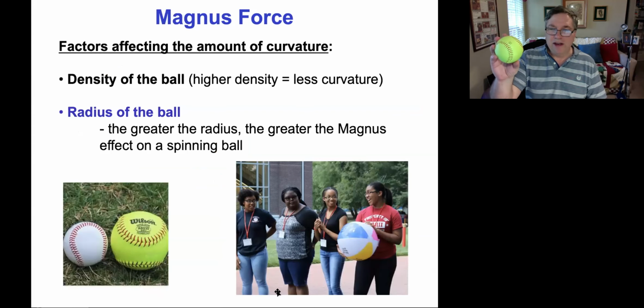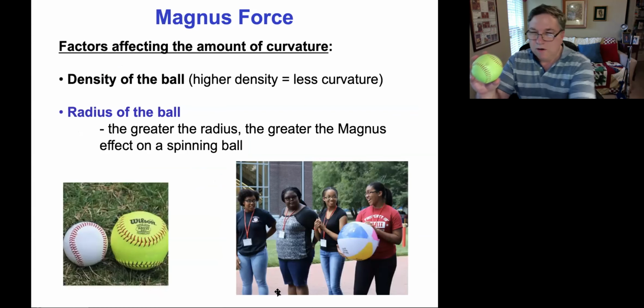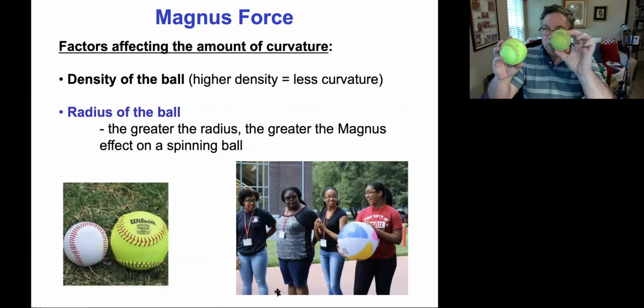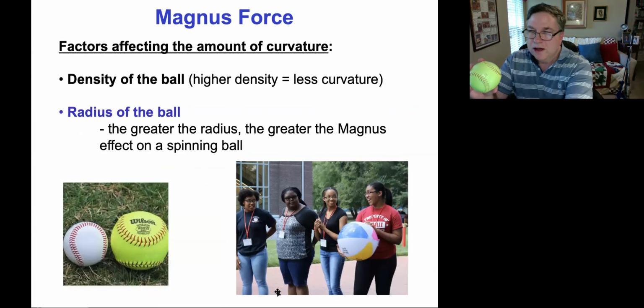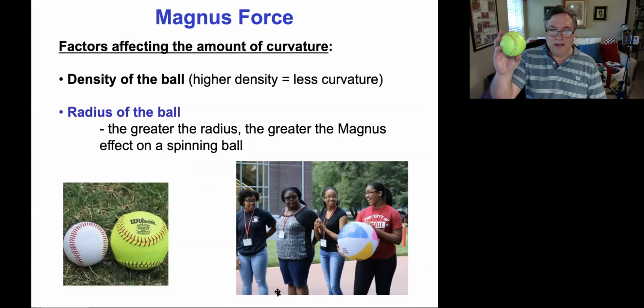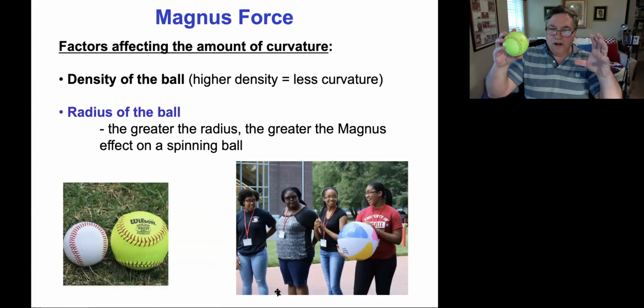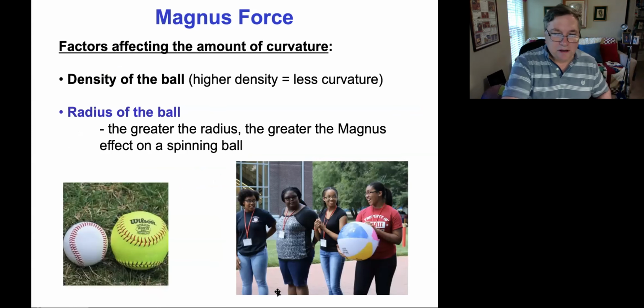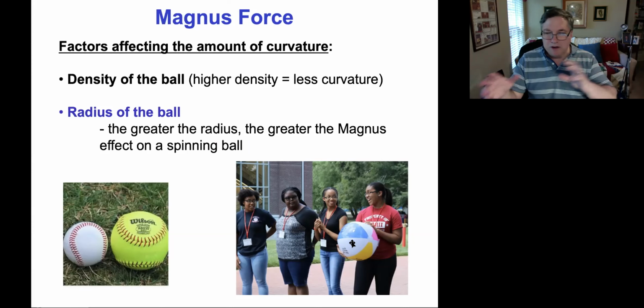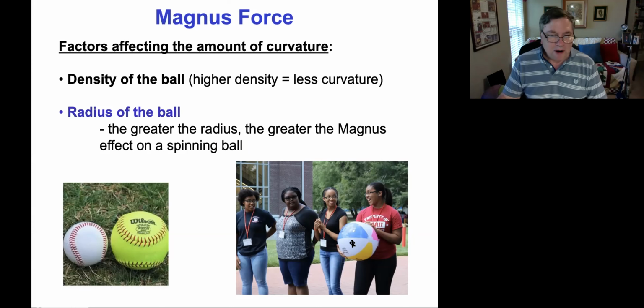The other advantage is the radius of a softball. A baseball is a little bit bigger than this tennis ball, and a softball has another advantage: the size is larger. The bigger the ball, the easier it is to make it spin. So here's something even I can make spin. That's a beach ball. Put a little back spin or side spin on it, and you can get it to go wherever you want. You can make it curve like crazy. So the bigger the radius, the greater the amount of curvature.